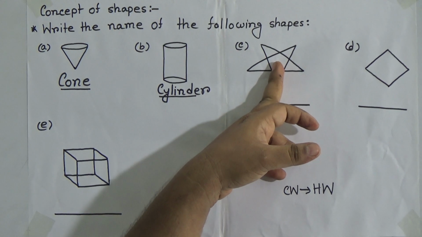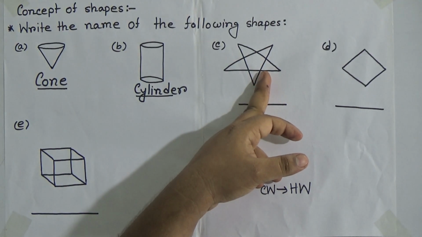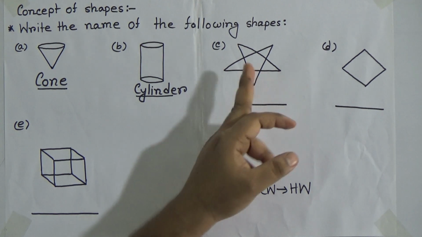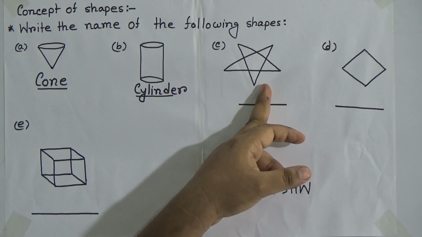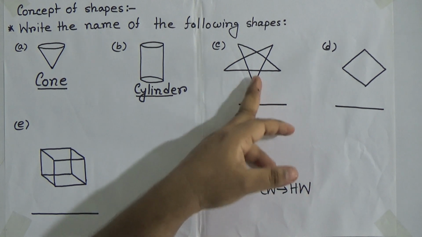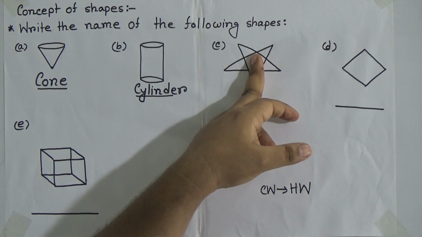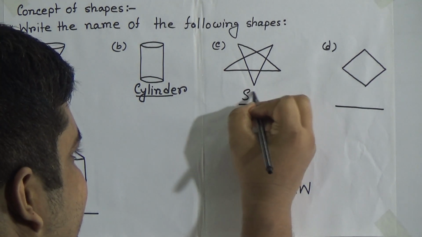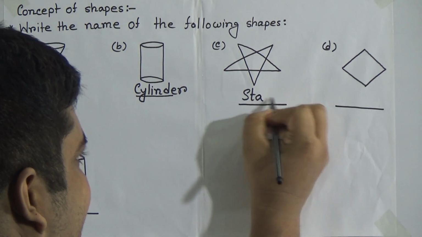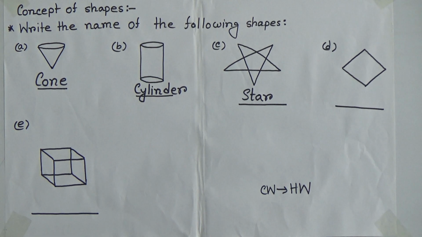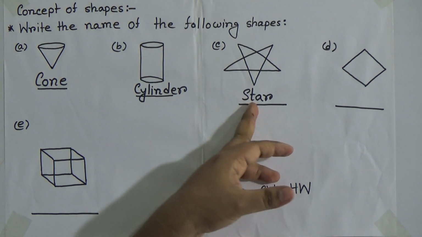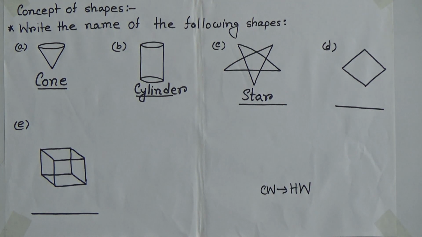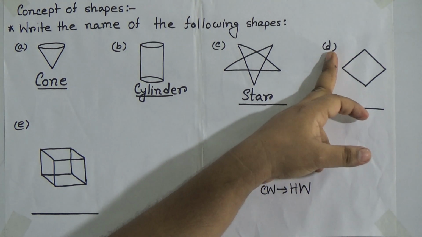What is the figure? This figure is star. We see the stars at night in the sky. So the name of this figure is star. So write star. S-T-A-R, star. The spelling of star is S-T-A-R, star.